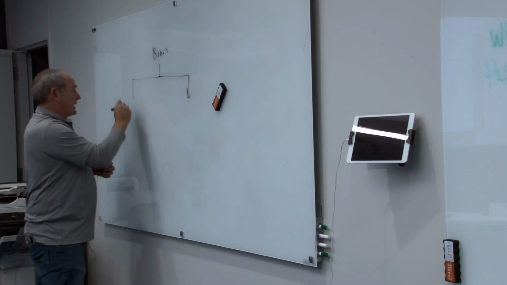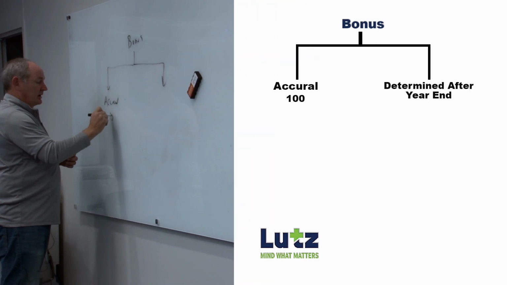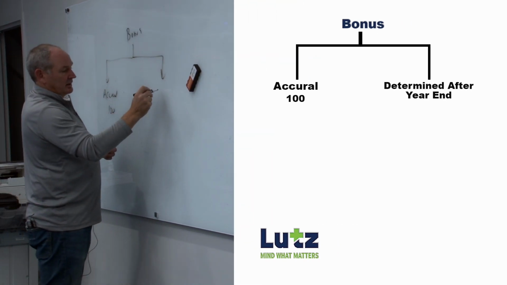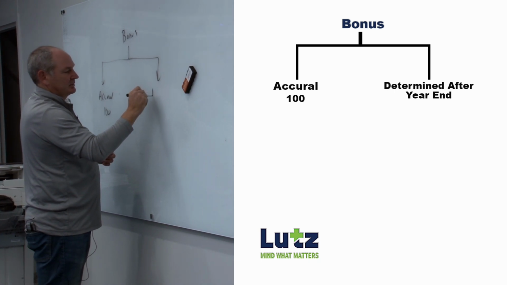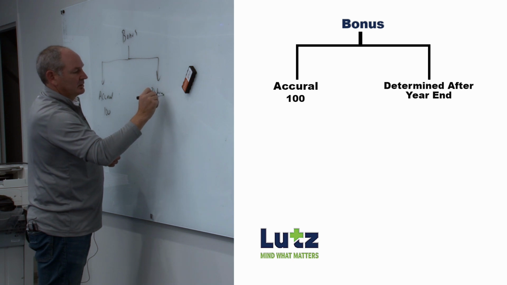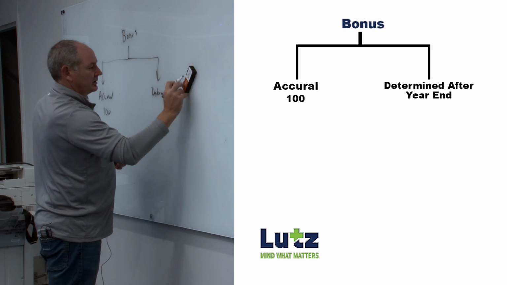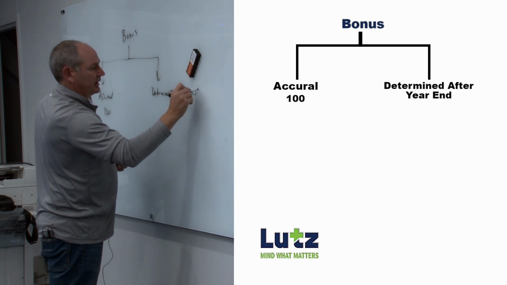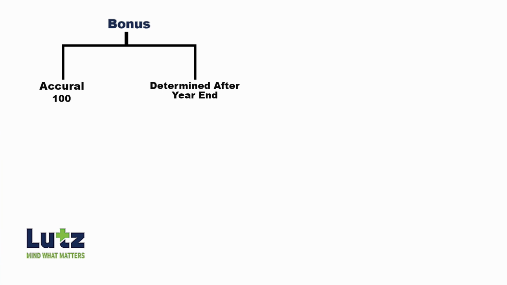Okay, so when it comes to bonus accruals, I'm going to just say on one side, you just have the straight up accrual of $100. And then I'm going to put the second one, determined after year end.